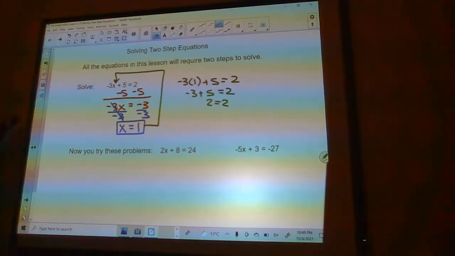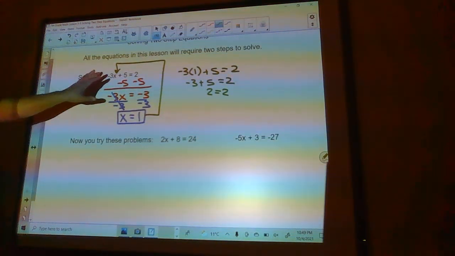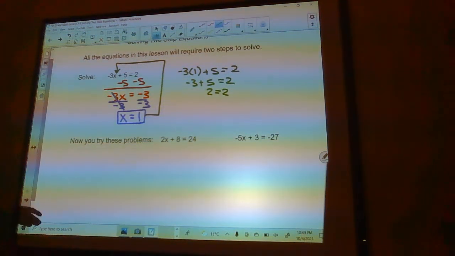Okay, here's a couple problems for you to do. They're going to work just like this one. So take a second, pause the video, solve these two problems, and then jump back on and check your answers.